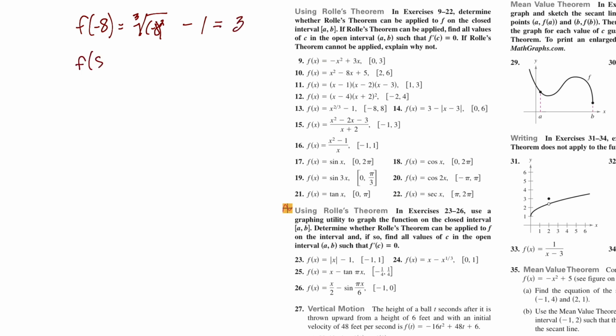Next, here's my f of b. We have the cube root of +8 squared. So that's going to give us the same thing. That's going to give us a 4 minus 1, which is also 3. So that part of it checks. f of a equals f of b.